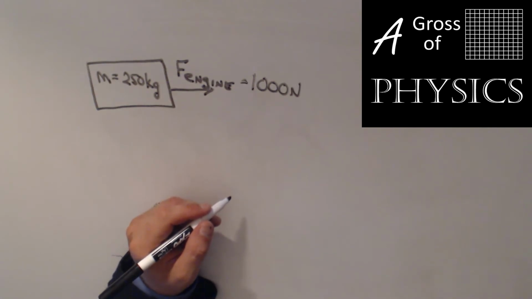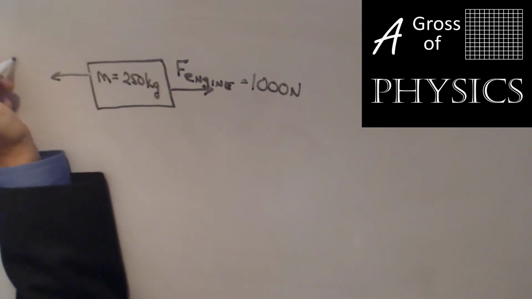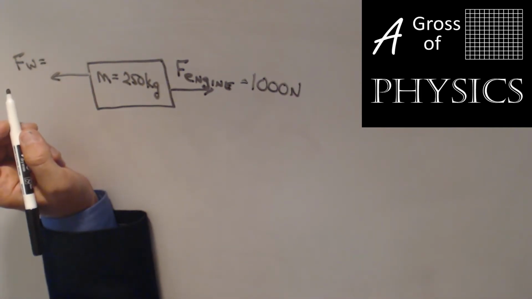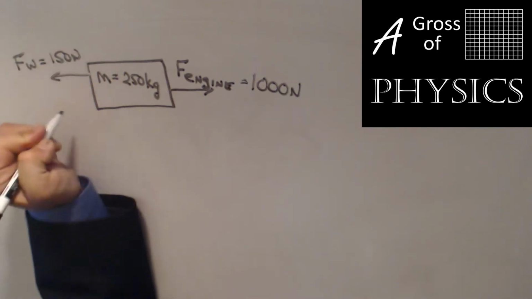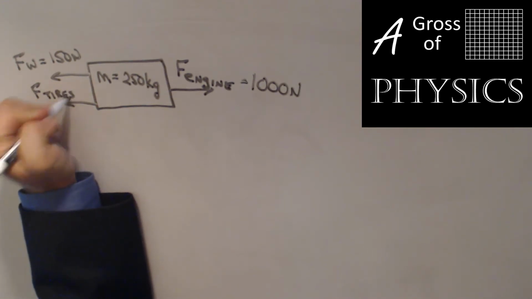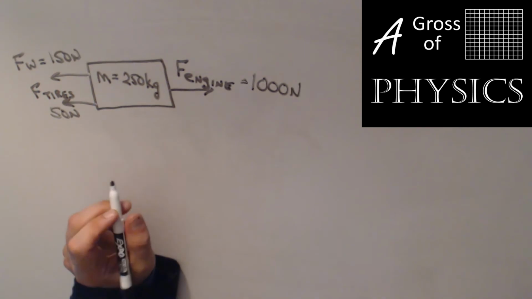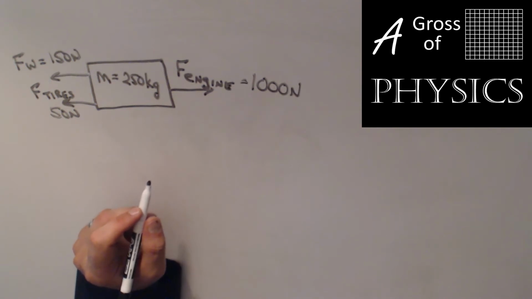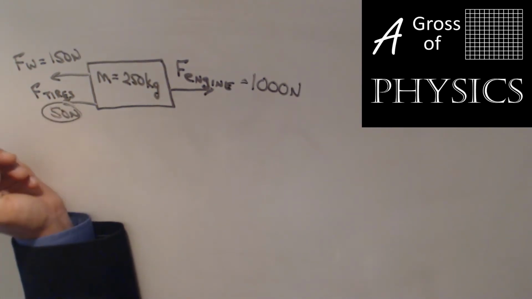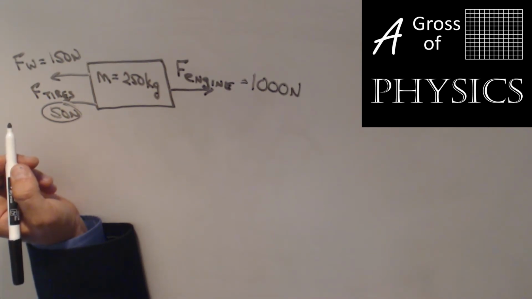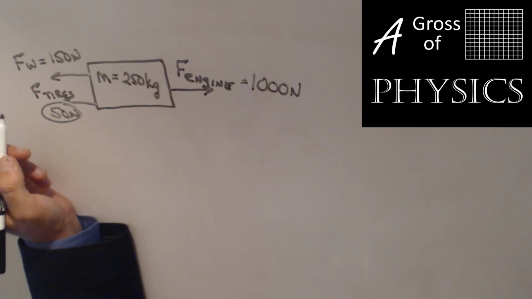We also have friction from the wind. I'm going to call it FW, which is going to be 150 newtons. And then we have the friction from the tires. I'm going to say F tire, and that is 50 newtons. Now, it doesn't say each tire is 50 newtons. It says the tires. So I'm going to assume that's all of them together. So each one's going to provide 1/4 of 50. What is it, 12.5? 50 divided by 4, 12.5. Assuming it's a car with 4 wheels.